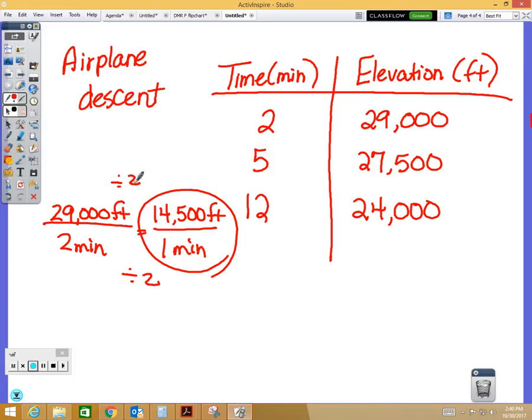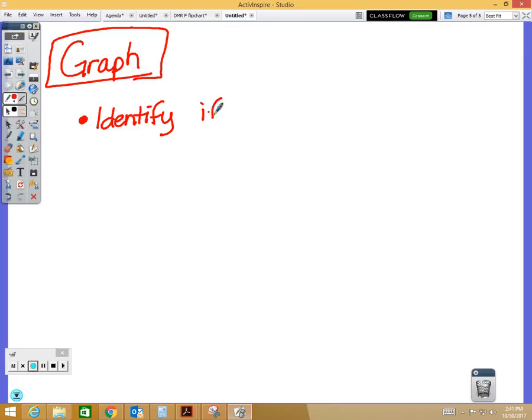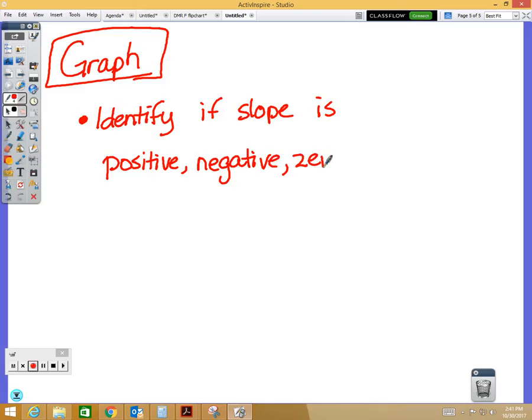Okay, the next thing that we're going to do is we're going to do this from a graph. Now, I'm not going to have you make graphs in your notebook, but I'm going to have some examples up here in just a second. So if you're looking at a graph, I first want you to identify if the slope is positive, negative, 0, or undefined. So just looking at the picture, you should be able to determine if it's positive, negative, 0, or undefined.